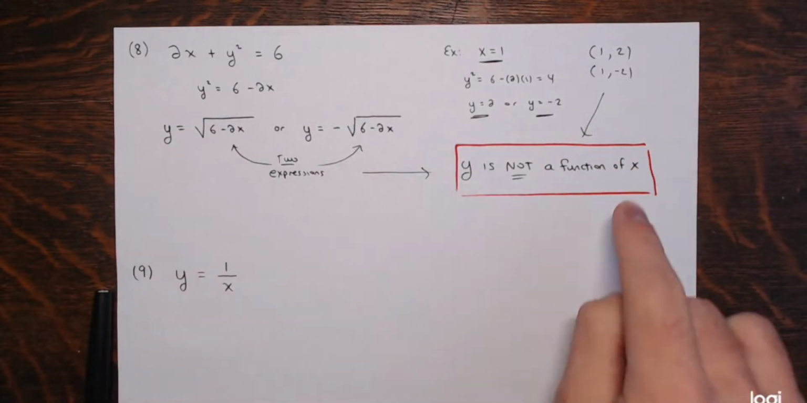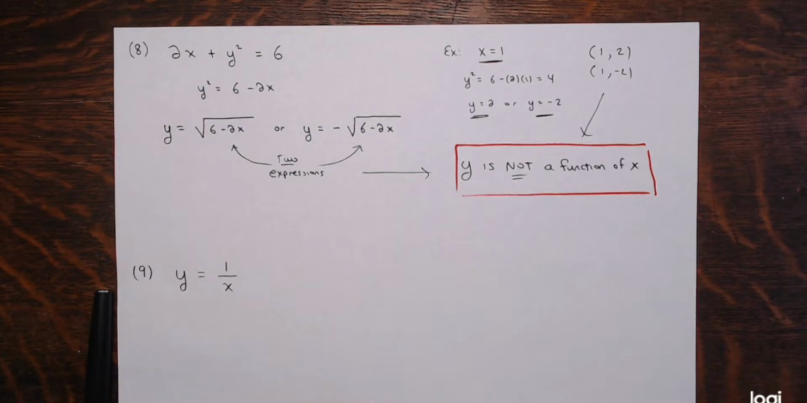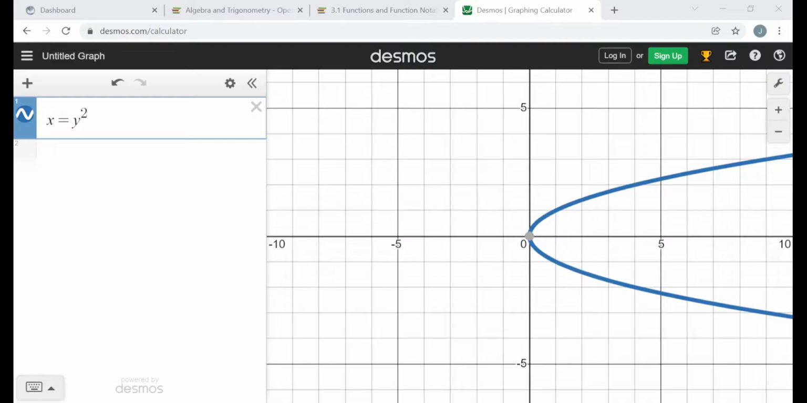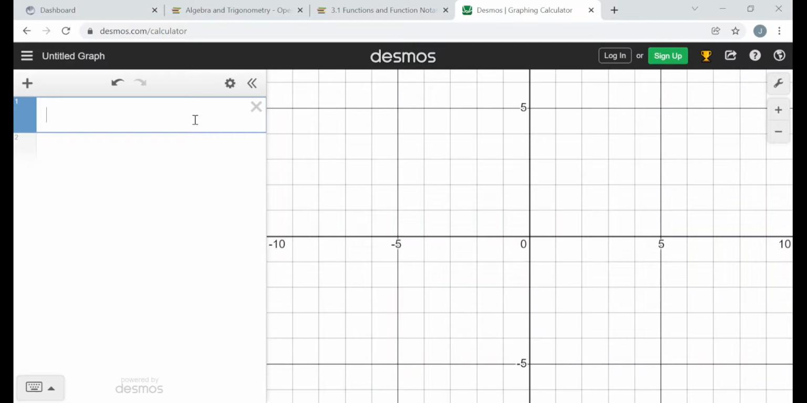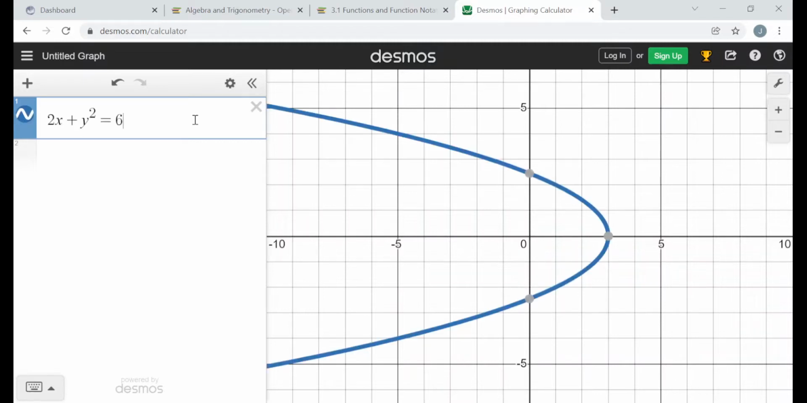Now again, if they ask the other way around, is x a function of y? Yes, it is, but we're not asked that, so don't worry about that here. Let's go to the graph. I'm going to put that equation in, and we'll see. We have 2x plus y squared equals 6, and you can very clearly see that this would not pass the vertical line test.